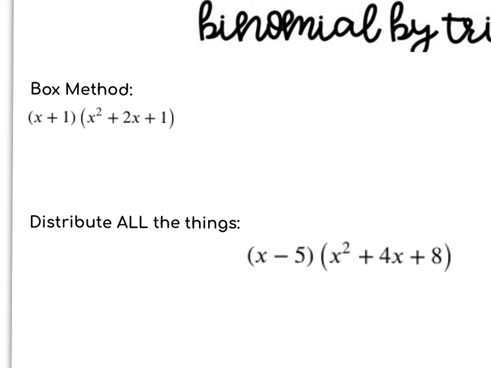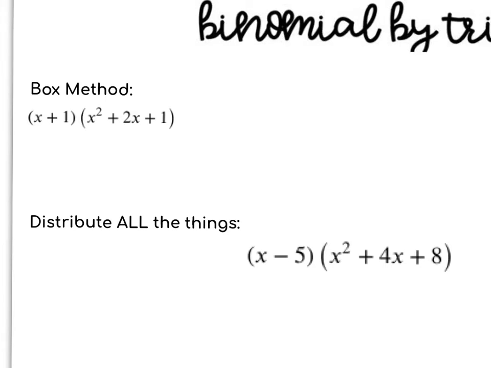Okay, so now we're going to multiply a binomial, 2 terms, by a trinomial, 3 terms. You will not see this as much as you will see multiplying 2 binomials, but it does show up, so it's something you need to know how to do. I'm going to show you 2 methods. You can pick the one you like best and do it that way.